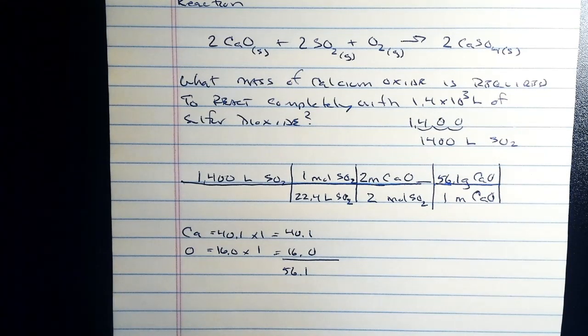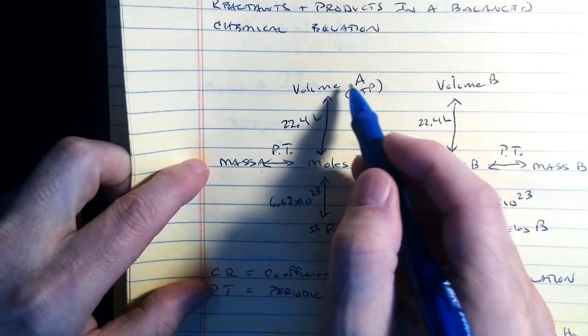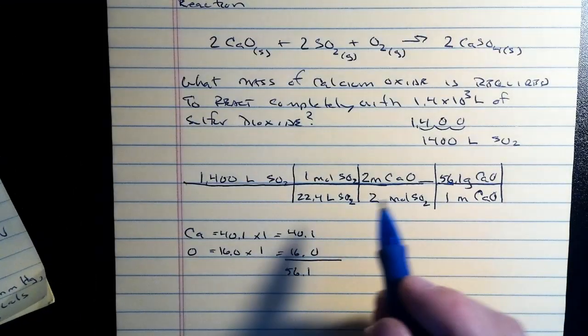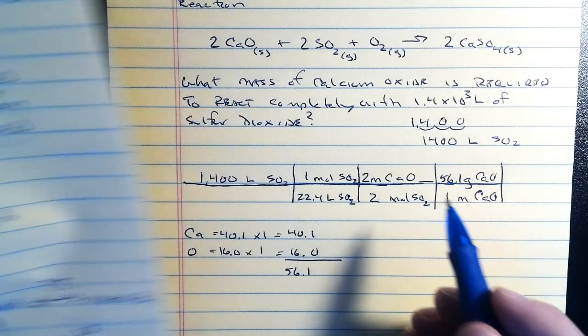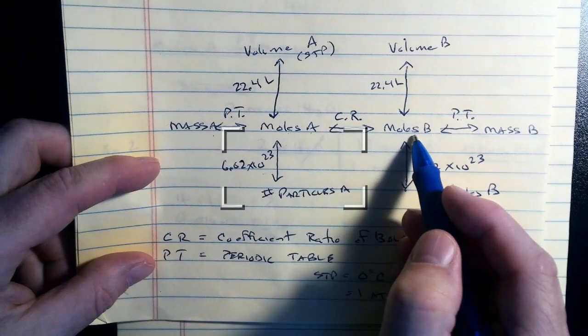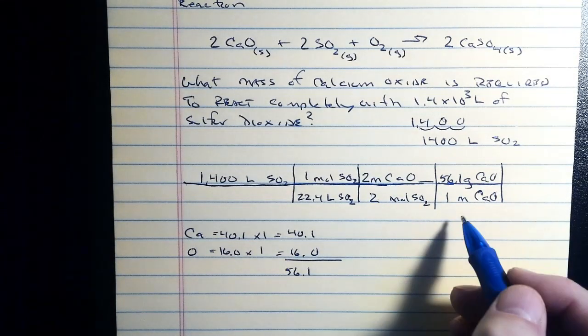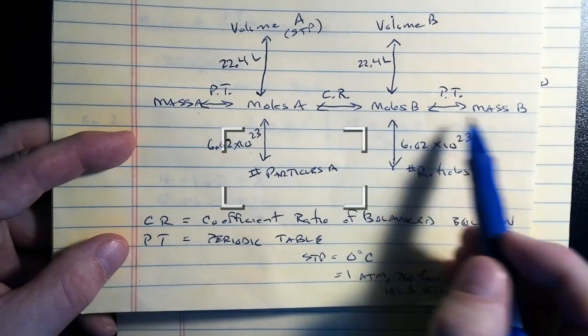So what did we just now do? Well, we started with liters of SO2. So we're right up here, liters of SO2. We converted that to moles of SO2. We did that right here in this step. Then we did the mole ratio step from moles A to moles B using the coefficient ratio in the balanced equation, which happens to be 2 to 2. Now in this last step, we're going from moles B to mass B.